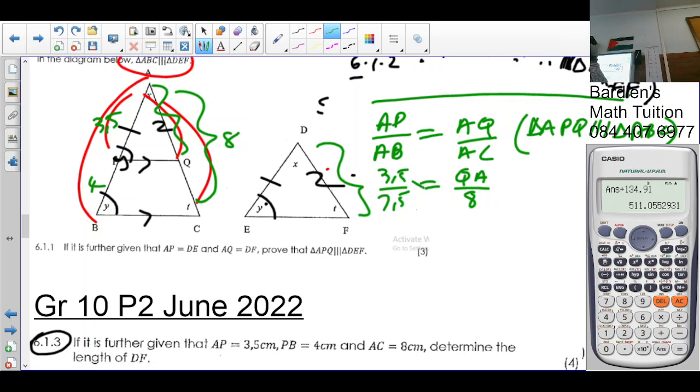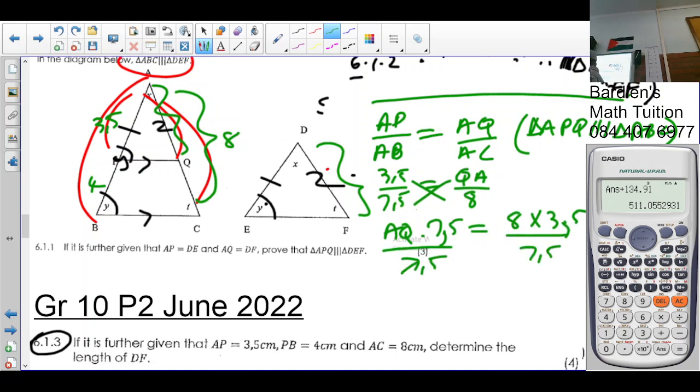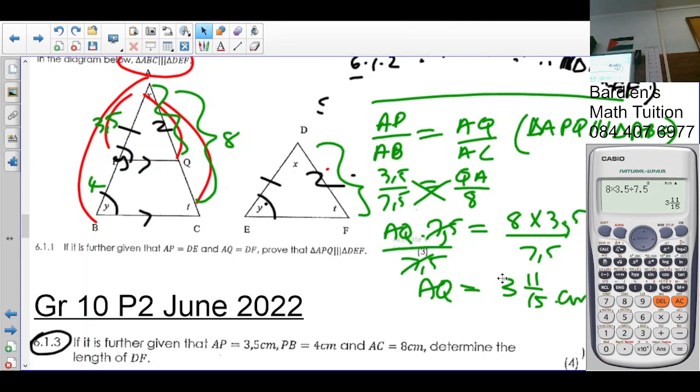From here we cross multiply, so AQ times 7.5 is equal to 8 times 3.5. Divide by 7.5 on both sides. So AQ, work that out. 8 times 3.5 divided by 7.5 gives us 3 and 11 over 15. Since that is in centimeters, this will be in centimeters as well.